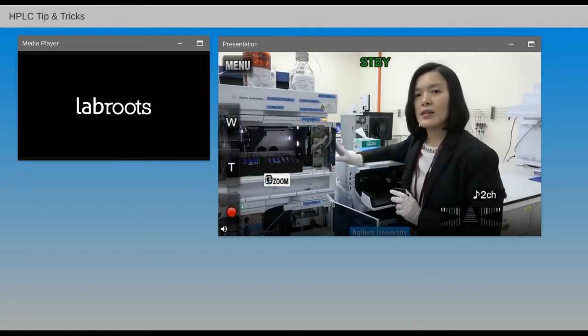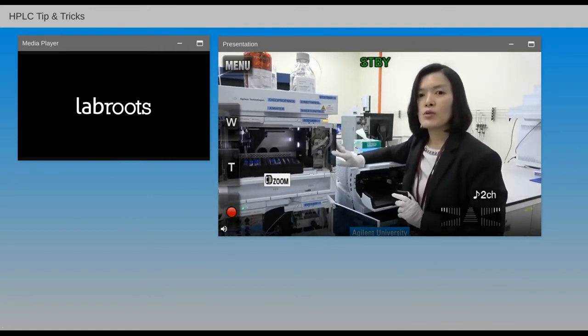So that is an overview about high back pressure. Next, we will go into the low back pressures and pressure fluctuation.